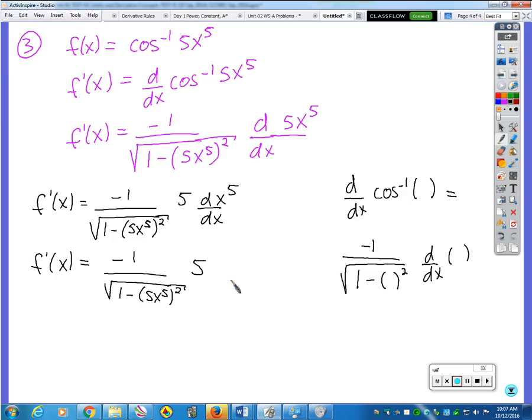Somebody, what comes next? Go. Tell me what to write. 5. Now here we do need a parentheses, otherwise it looks like we're writing 55. So parentheses, 5, x, 5 minus 1, and then dx over dx. Nicely done. 5 tickets for Maddie.